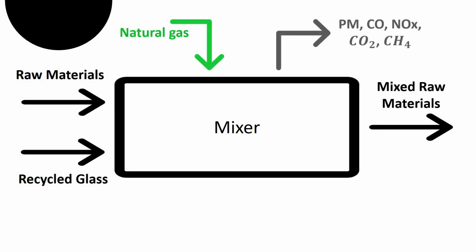Using natural gas as an energy source will cause air emissions like carbon dioxide, carbon monoxide, NOx, and methane. Particulate matter will also occur in air emissions due to the gradual mixing of the raw materials. Mixed raw materials will serve as the product of this process.